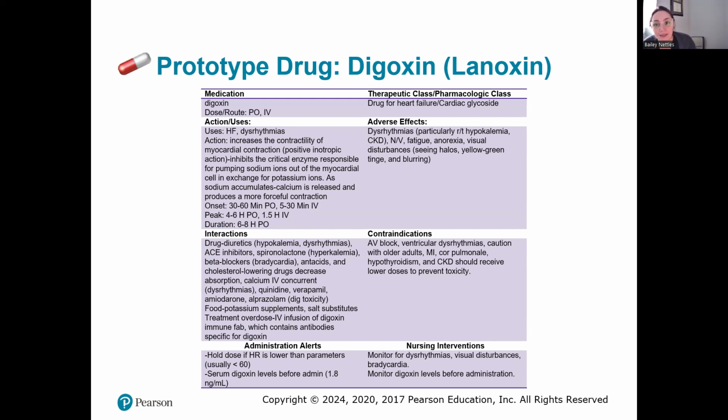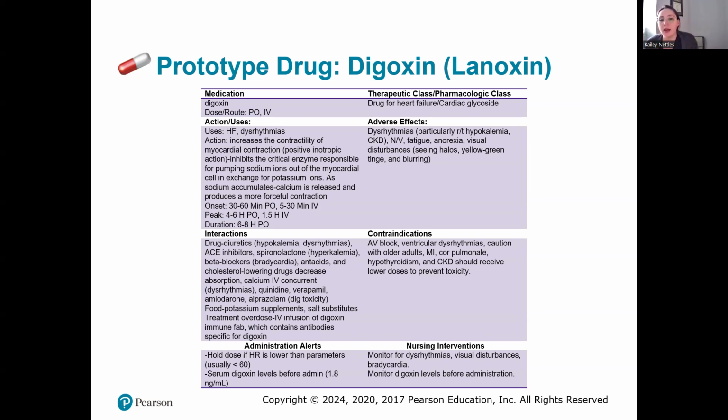Okay. If you start having any of those symptoms, it's an emergency. You need to stop taking the digoxin and go to the hospital. We want to avoid diuretics, ACE inhibitors, spironolactone, beta blockers, antacids, cholesterol lowering drugs, quinidine, calcium IV, verapamil, amiodarone, and Xanax. Okay. All these medications put you at an increased risk for all of these things: hyperkalemia, hypokalemia, dysrhythmias, digoxin toxicity. We don't want any of these side effects to get worse, and these drugs can cause that.